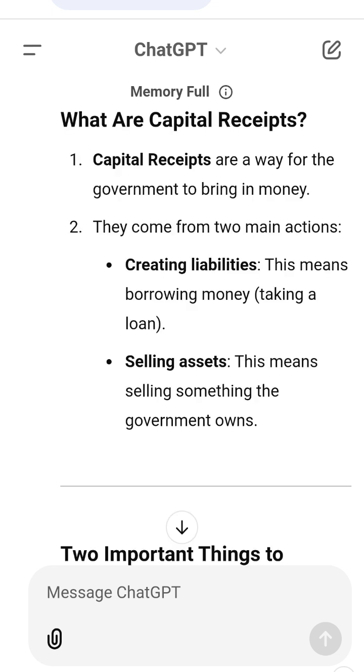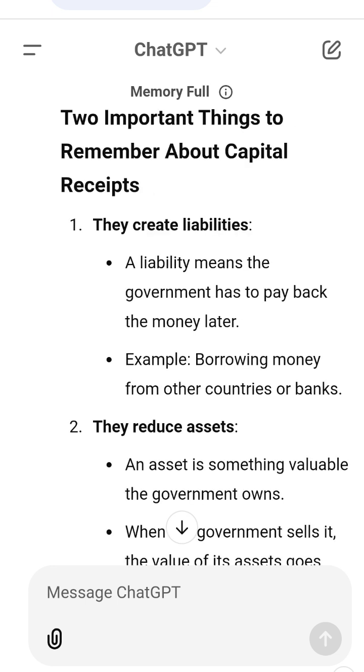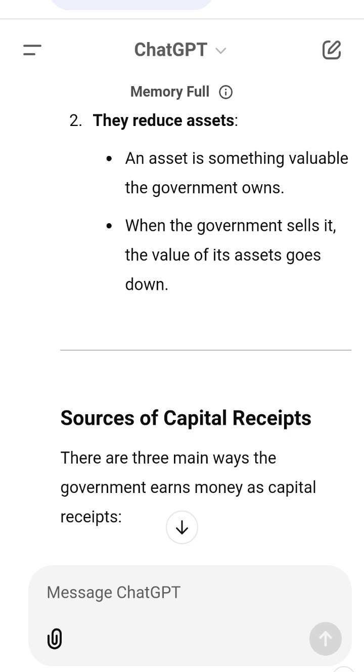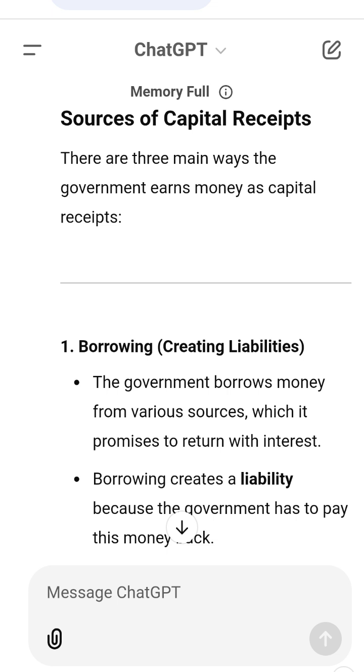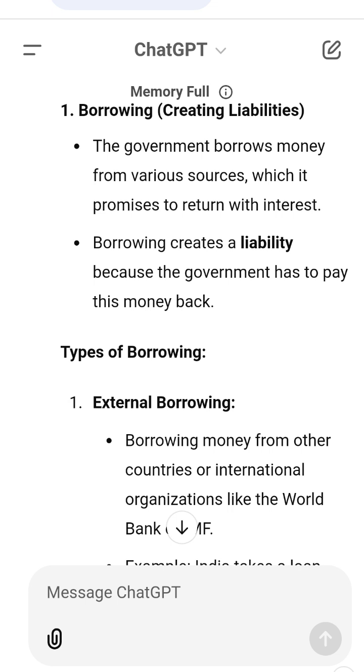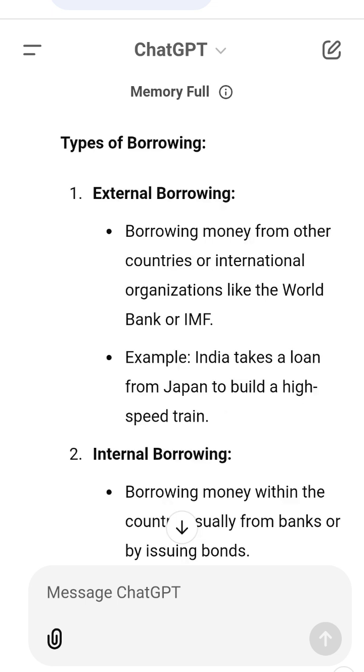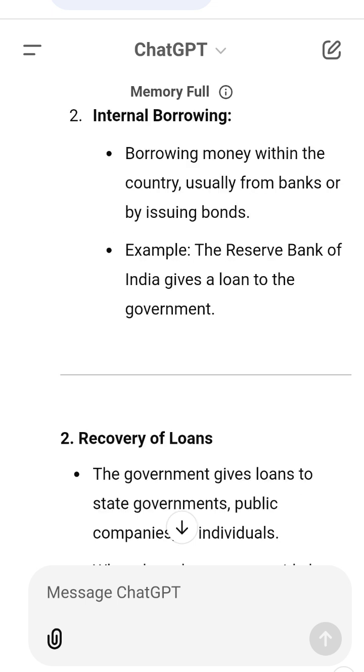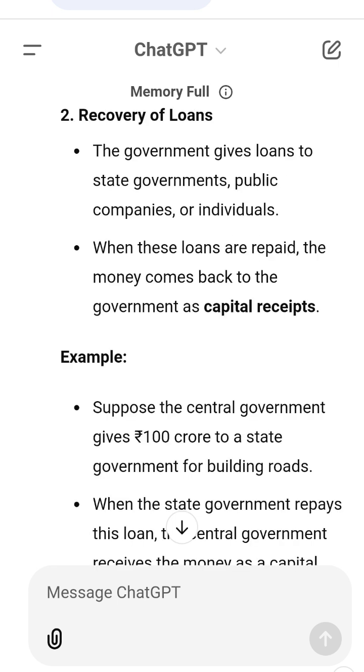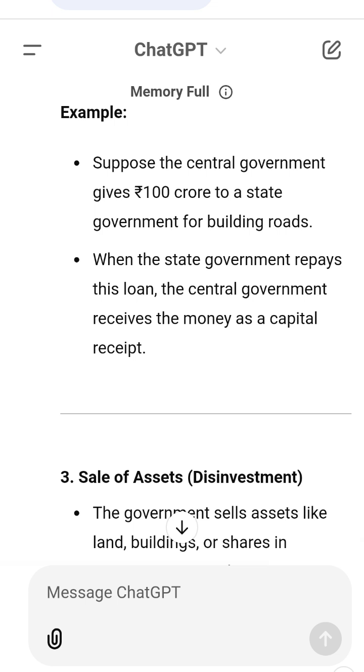3. Getting back loans. Suppose you had lent money to a friend. When they repay you, this is like the government recovering loans. Real life example for India. 1. External borrowing. India borrowed money from the World Bank to support COVID-19 relief efforts. 2. Recovery of loans. The Indian government gave loans to some state governments. When those states repaid the loans, it became capital receipts.